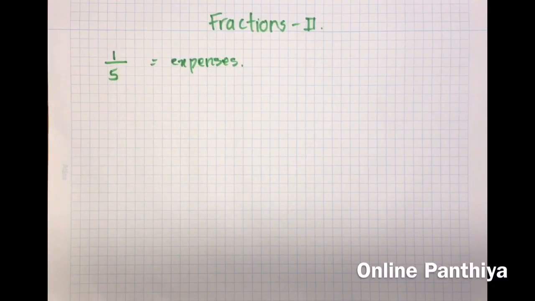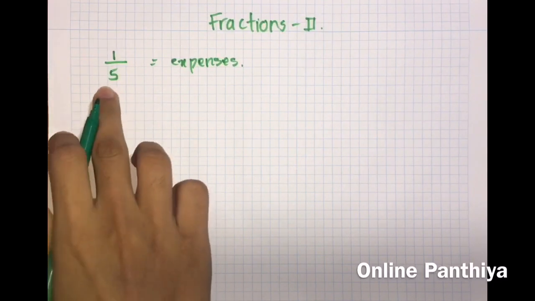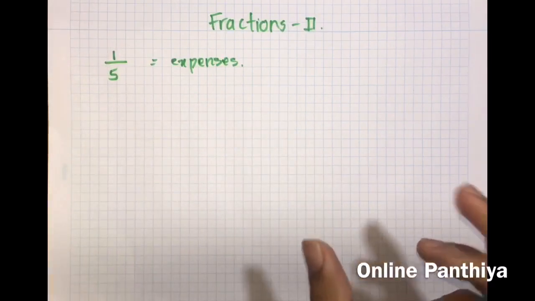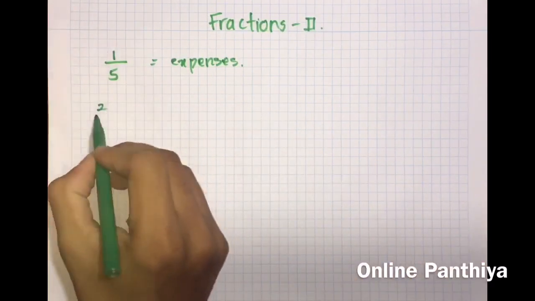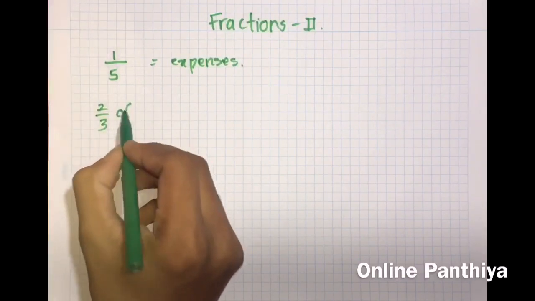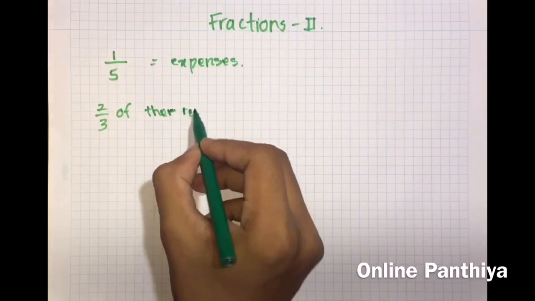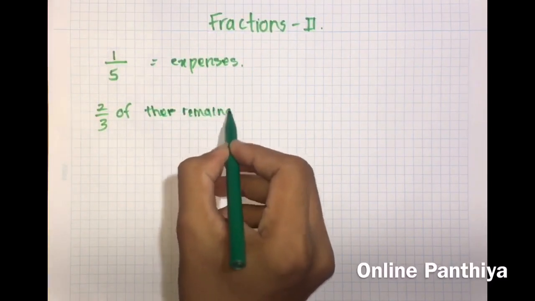Now they will further say that out of the remaining, maybe 2/3 is taken for some other purposes. Out of the remaining, now here they say remaining. Understand? They will not give it to you separately. They will say 2/3 of the remaining. Did you get this part? 2/3 of the remaining. Understand?